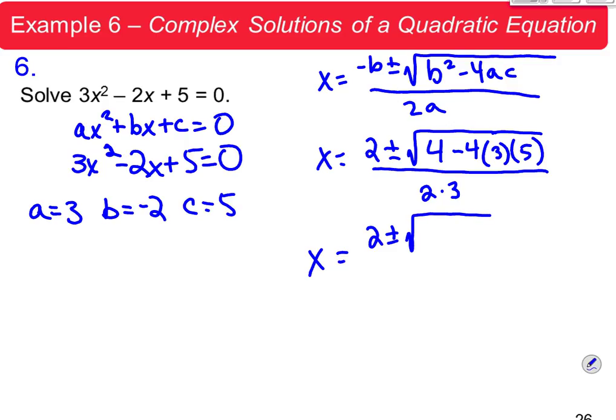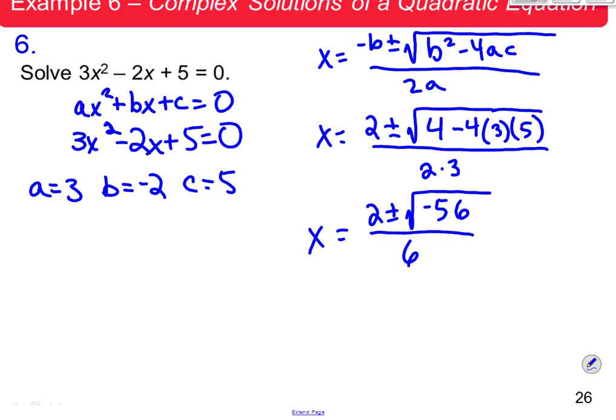Well, when I multiply those, I get 12 times 5, which would be 60. 4 minus 60 is -56. So I'll just write that over 6.